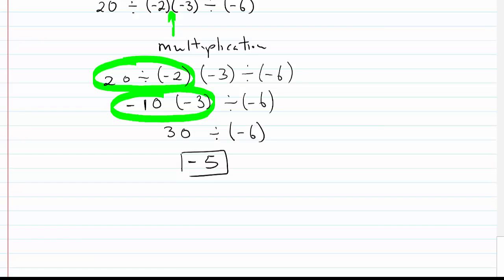I hope this will help you with your multiplication and division of sign numbers.